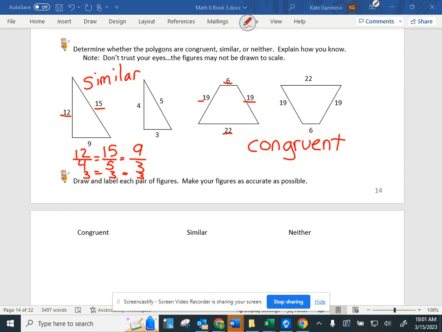All right, we all here together, are you with me on this so far? Let's look at our next page.